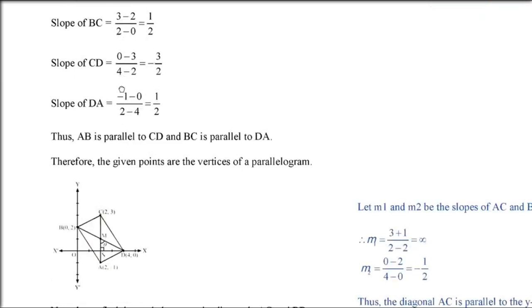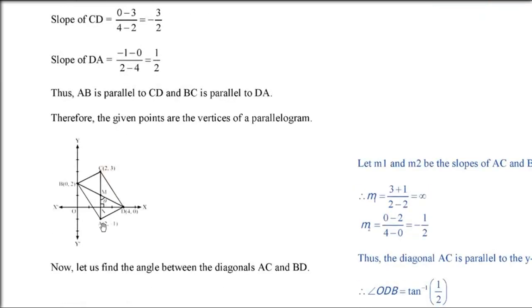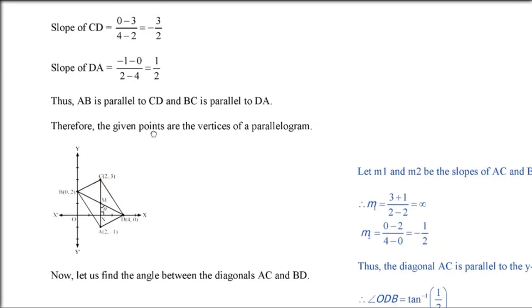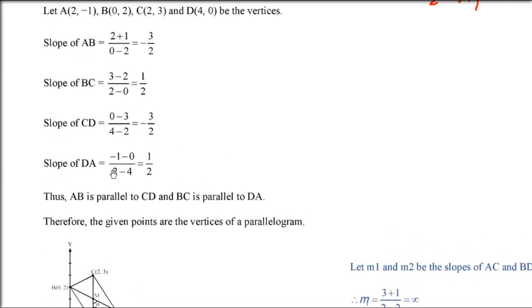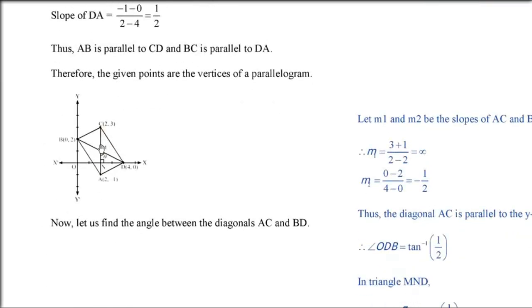So you have 4 lines and 4 slopes. If you see, slopes are equal for pairs which are opposite to each other. BC and DA, and AB and CD, they are having equal slopes. So this is a parallelogram, hence proved.